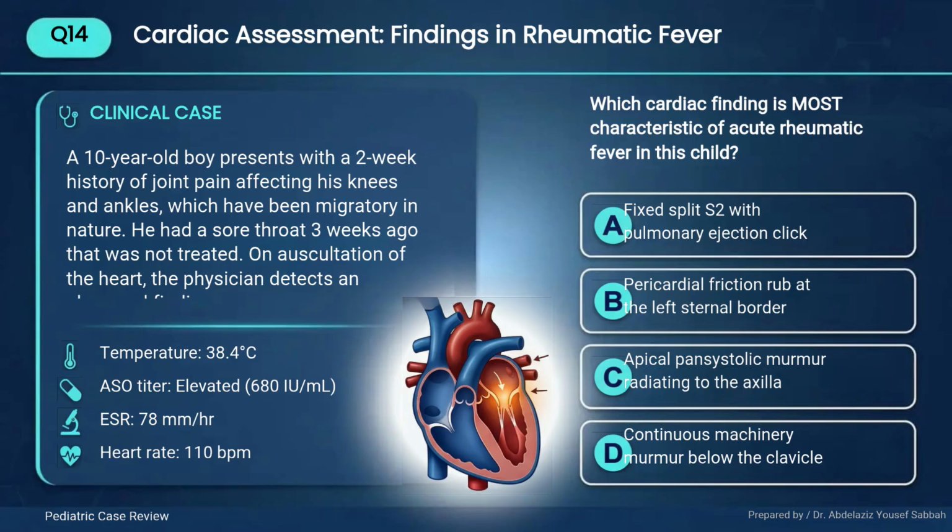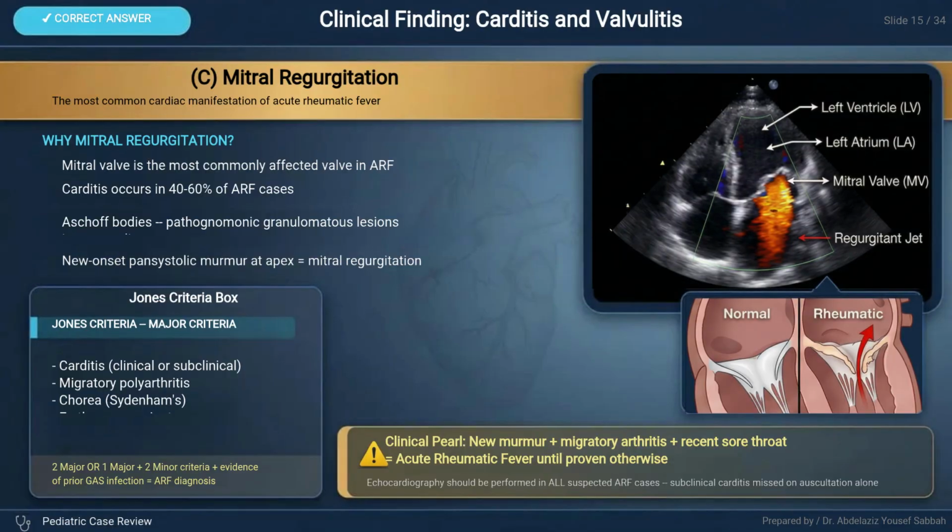Which cardiac finding is most characteristic of acute rheumatic fever in this child? Option A, fixed split-second heart sound with pulmonary ejection click. Option B, pericardial friction rub at the left sternal border. Option C, apical pansystolic murmur radiating to the axilla. Option D, continuous machinery murmur below the clavicle. The correct answer is option C, apical pansystolic murmur radiating to the axilla, which represents mitral regurgitation.